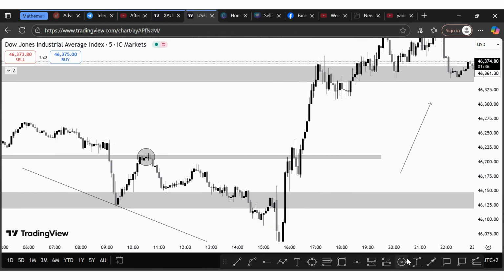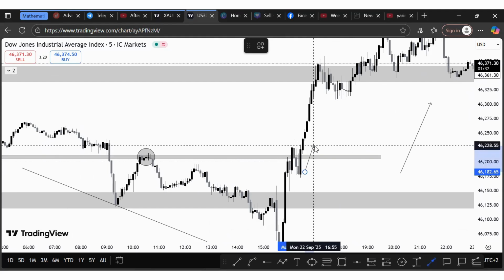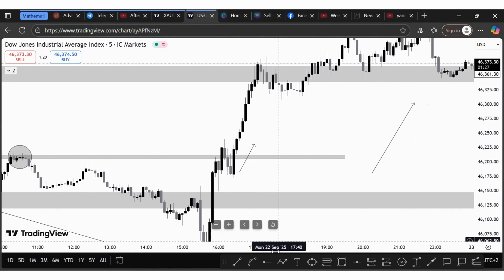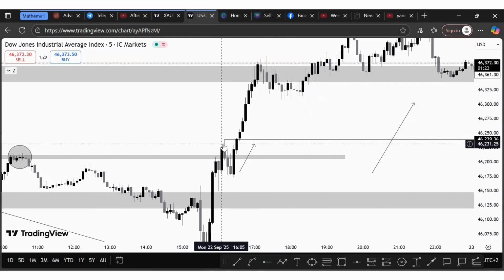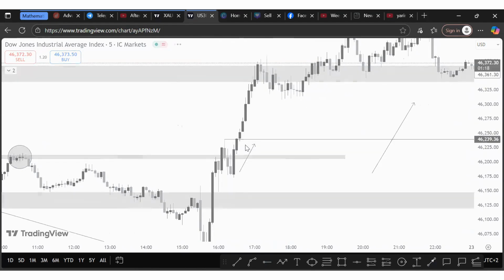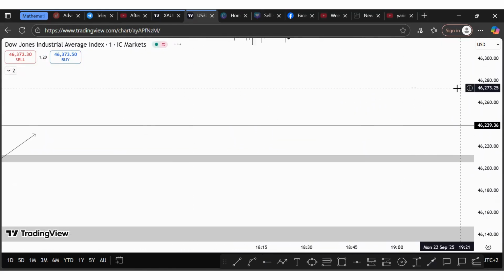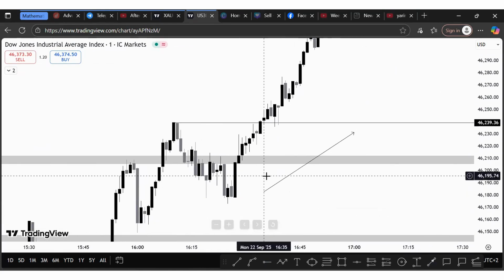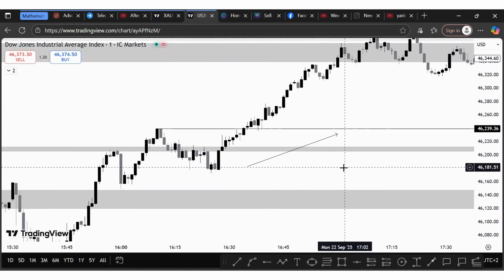As you can see, we had the clean break above this level. So the entry will only come from this high. We wait for the market to create that higher low on the 5 minute. But then I switched down to 1 minute, and that's where the entry was actually coming from.